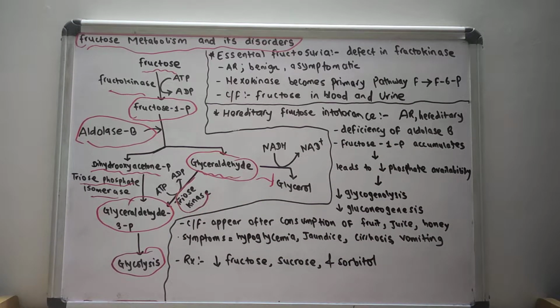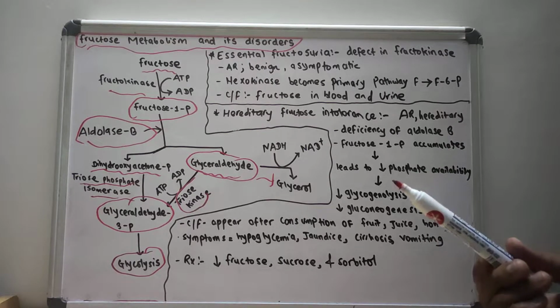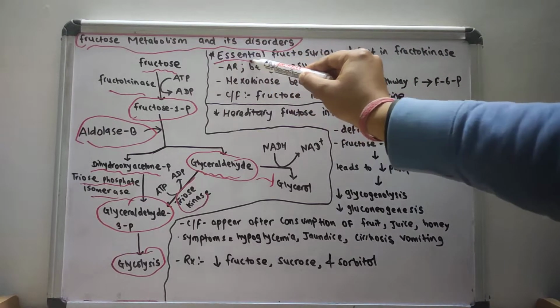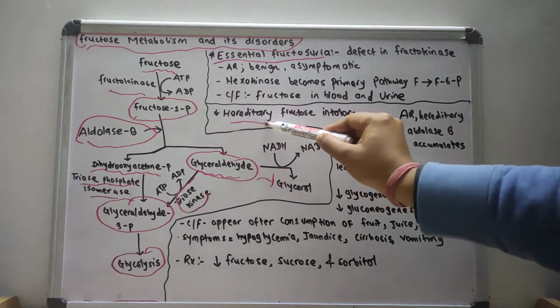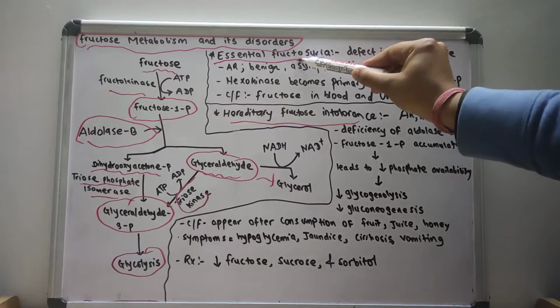Now let us discuss the various disorders related to fructose metabolism. The two disorders related to fructose metabolism that you should know are essential fructosuria and hereditary fructose intolerance. First of all, let us discuss essential fructosuria.